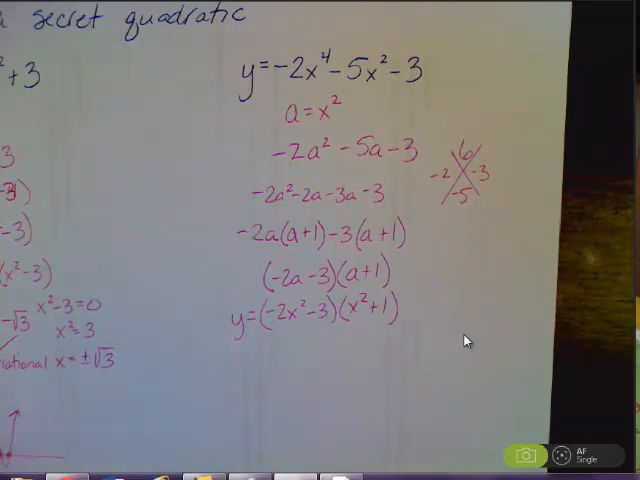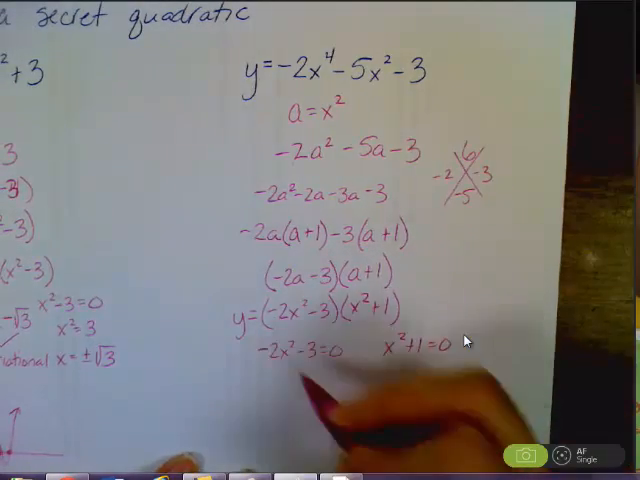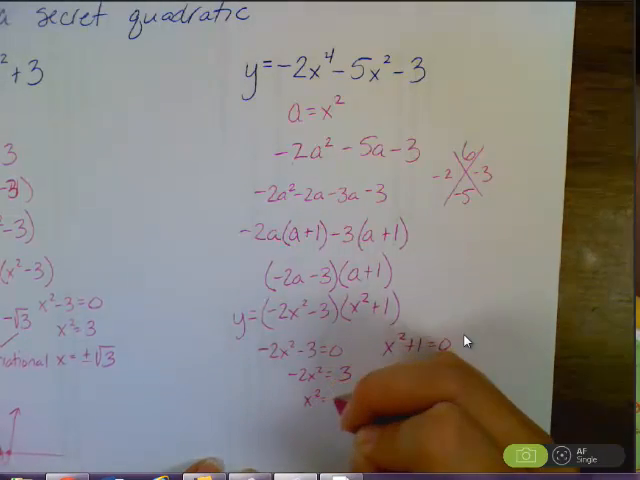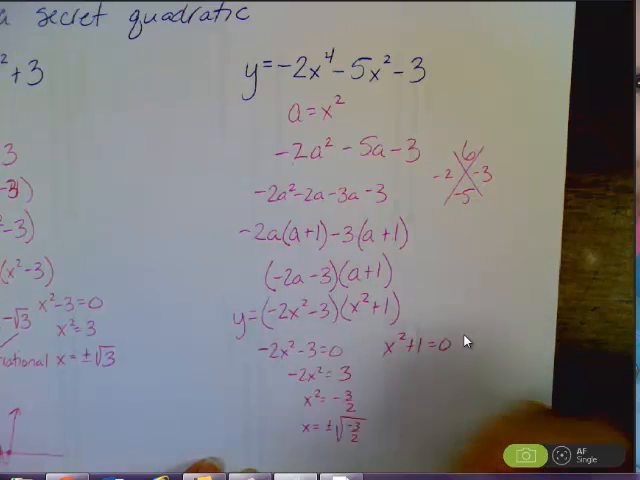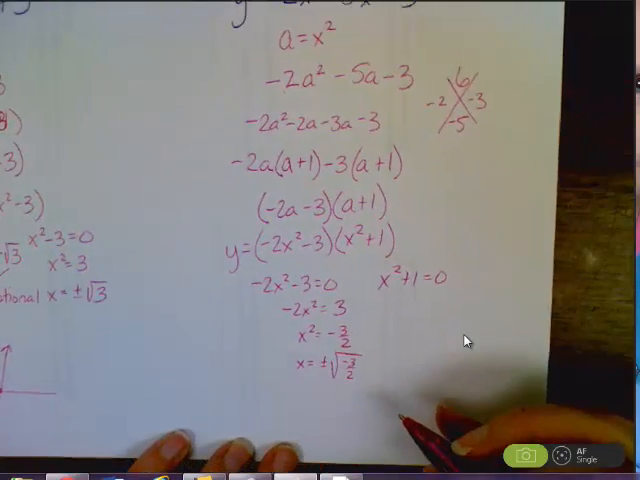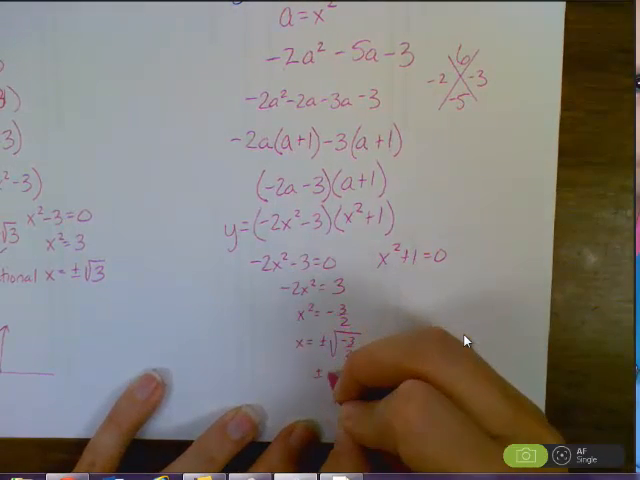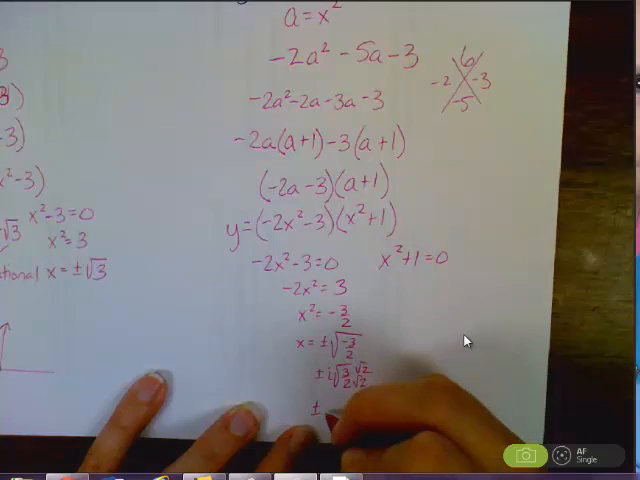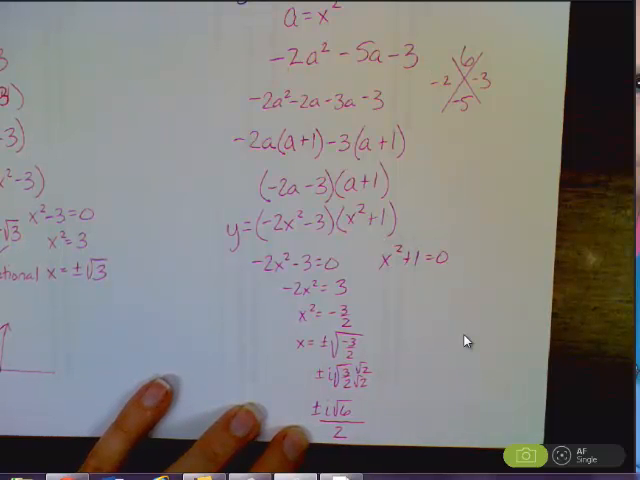If I want to find the roots, I'm going to set each of these equal to 0. So negative 2x squared minus 3 equals 0, and x squared plus 1 equals 0. If I solve this, I have a positive 3 over there, divide by my negative 2. I have negative 3 halves, which means I have the square root of negative 3 halves. I need to make this prettier, so I'm going to take out an i to get rid of the negative, and I have to rationalize it, so I'm going to multiply on the top and bottom by a radical 2, which gives me plus or minus i radical 6 over regular 2. Here are two of my roots.